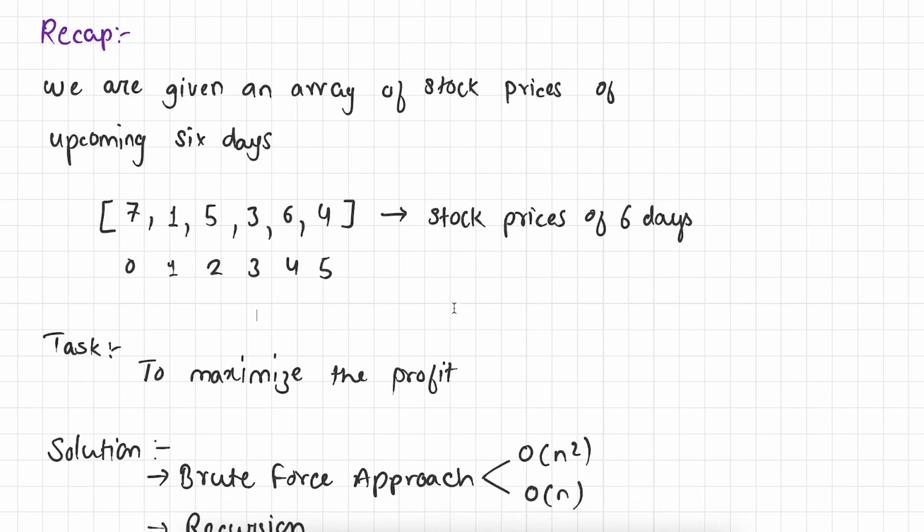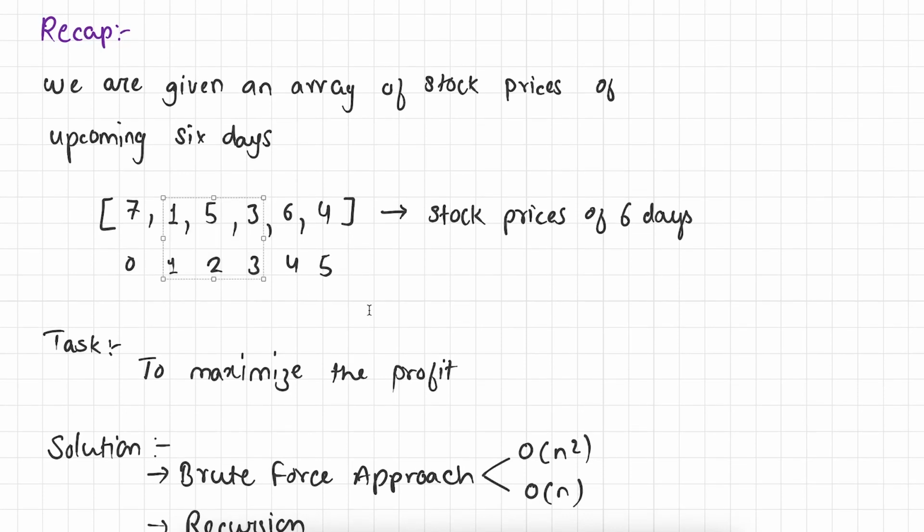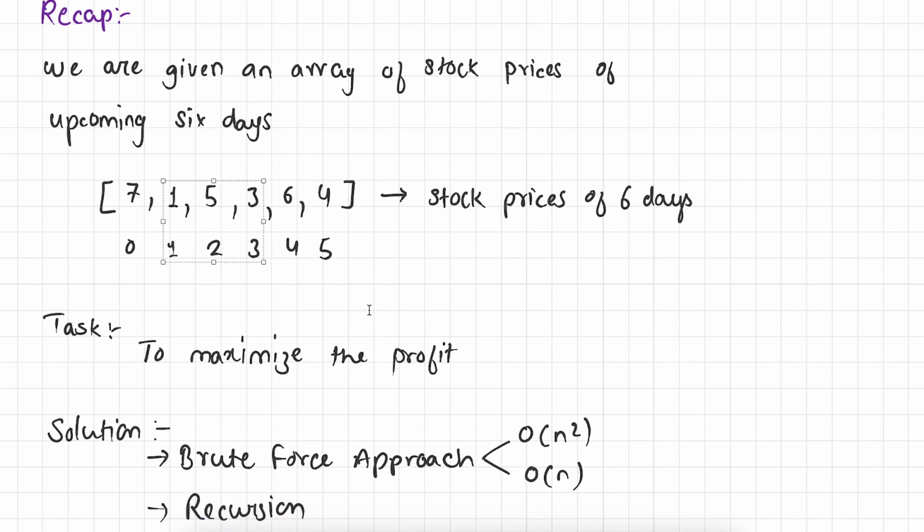Here we are allowed to make multiple transactions, but we are not allowed to engage in multiple transactions simultaneously. It means we can buy stock on day 1 and sell it on day 2. That is okay. But we cannot buy stock on day 1 and again buy stock on day 2 and sell it on day 3. So these are the two conditions we should be taking care of while solving this problem.